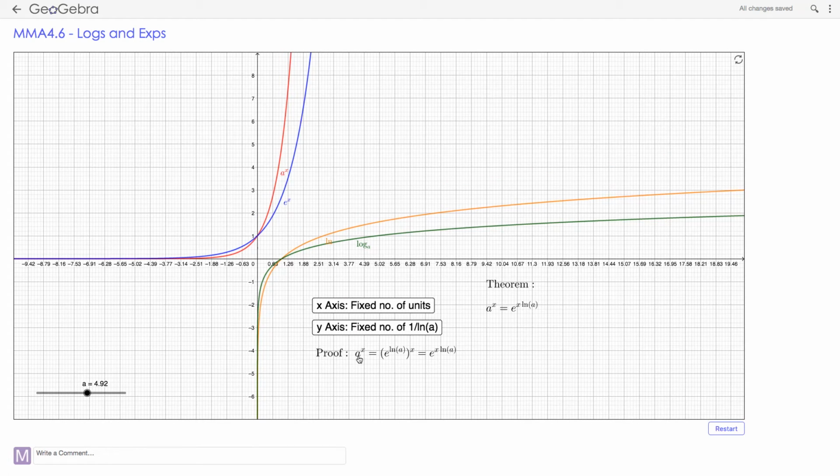And the proof here is even simpler. We just say, well, a to the power x is just e to the power ln a, to the power x. Why is that? Well, e to the power ln a is just a different way of writing a. And then we know by the laws of exponents that having some number in some exponent to everything to a different exponent is just multiplying the exponents, so e to the power x ln a.